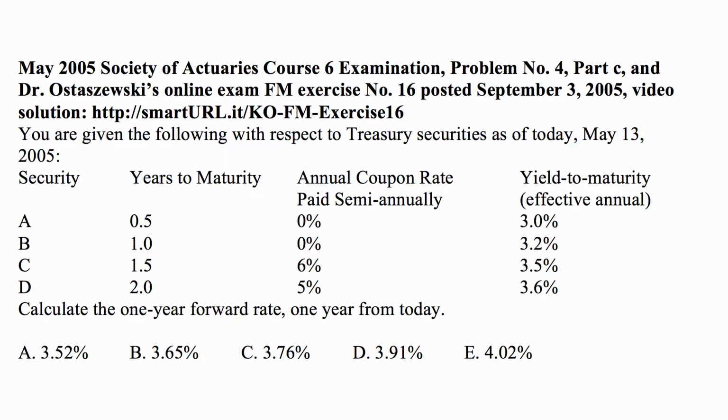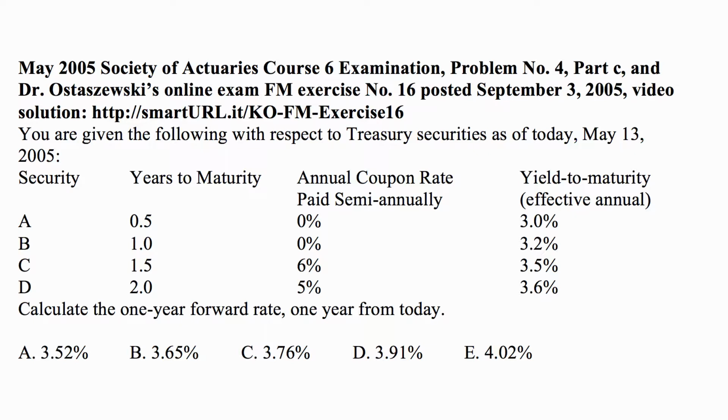You are given the following with respect to Treasury securities as of today, May 13th, 2005. And we have 4 securities. The first 2 are zero coupon bonds with 0.5 years to maturity and then 1 year to maturity, and the yields to maturity, which also must be the spot rates, effective annual rates for half a year and for a year, are 3% and 3.2%. And then bond C has 1.5 years to maturity, has an annual coupon rate of 6%, but the coupon is paid semi-annually, so it's really 3% per half a year. And then the yield to maturity on that bond is 3.5%.